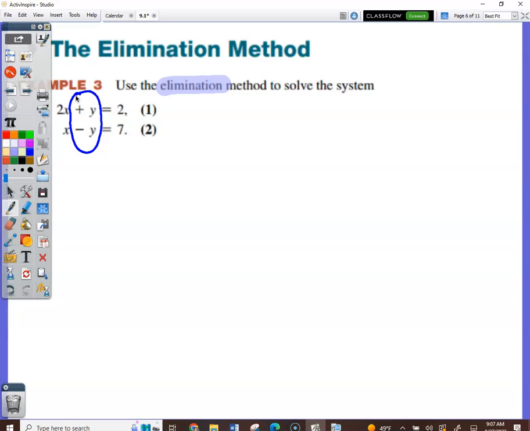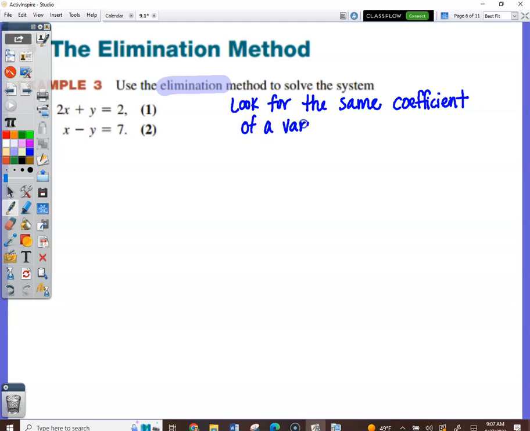This one is very easy because from the get-go, you already have a variable with opposite like coefficients. When I say that, I mean same number but different signs. Let's take some notes. Look for the same coefficient of a variable, has to be the same variable, with opposite signs.